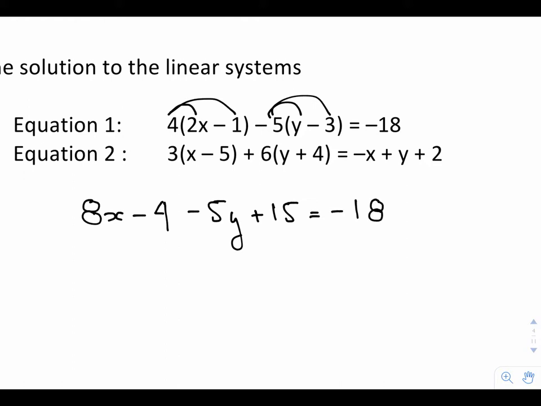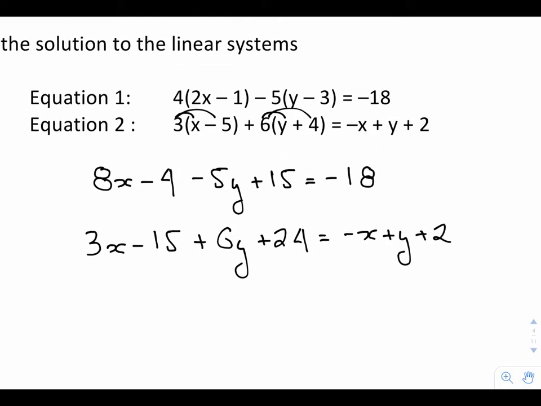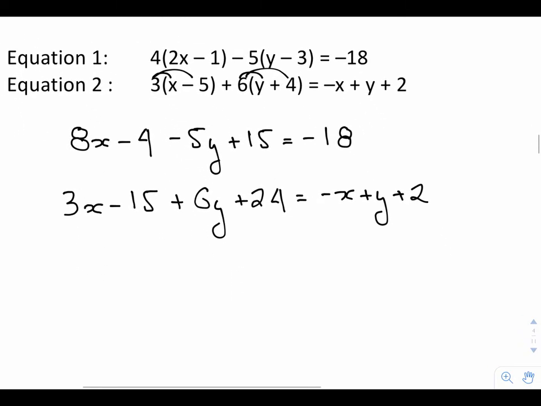Now, instead of simplifying this further at this moment, I want to focus my attention on the second one as well. I want to remove these brackets by multiplying in the coefficients in front. So my second equation will be 3x minus 15 plus 6y plus 24 equals negative x plus y plus 2. Okay, so I've eliminated my brackets. Now I can start collecting like terms.